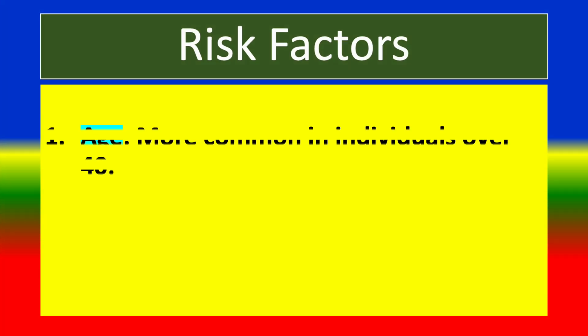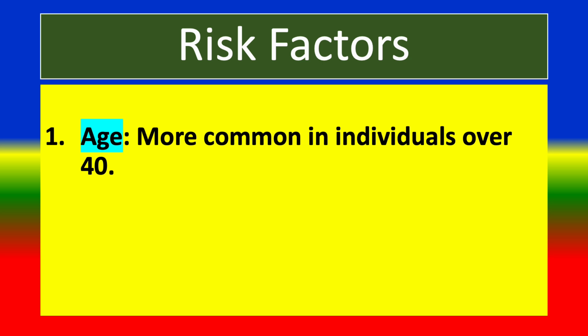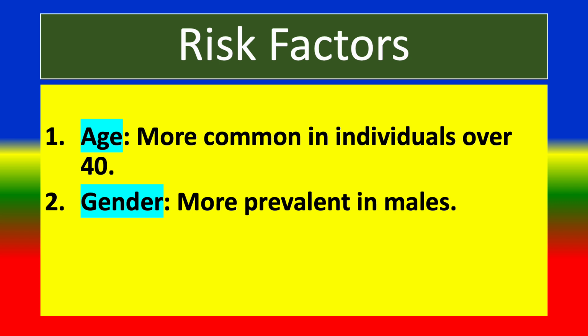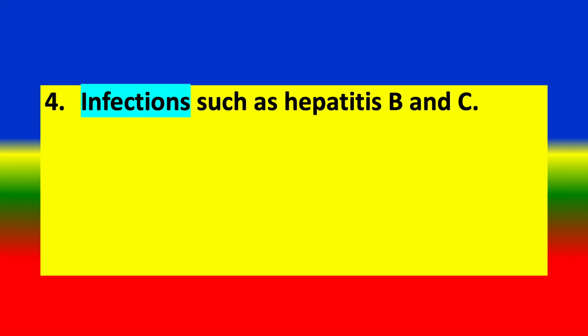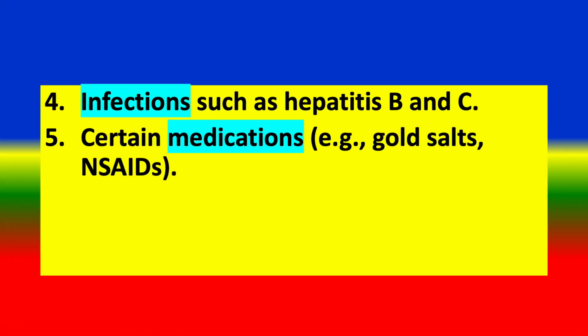Risk factors. 1. Age: more common in individuals over 40. 2. Gender: more prevalent in males. 3. Autoimmune disorders, for example lupus. 4. Infections such as hepatitis B and C. 5. Certain medications, for example gold salts, NSAIDs. 6. Cancer.